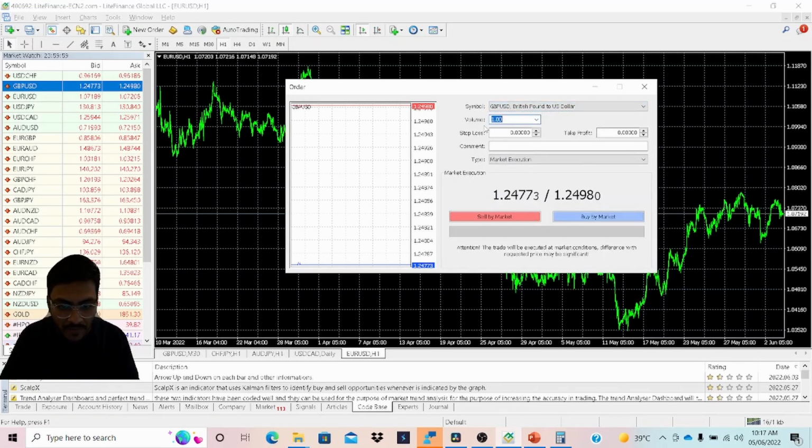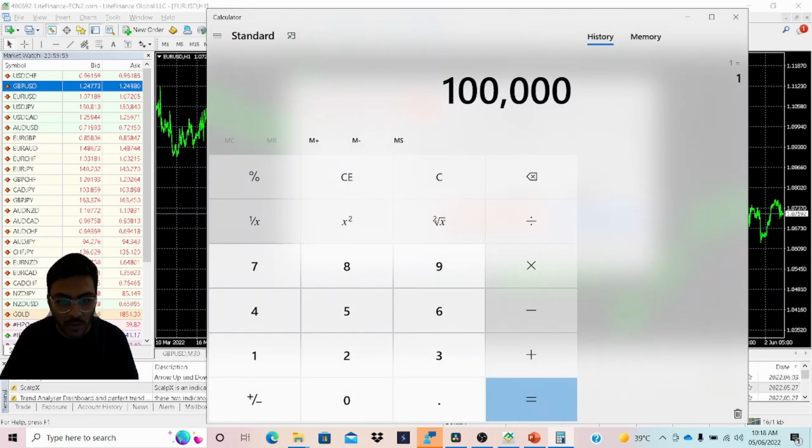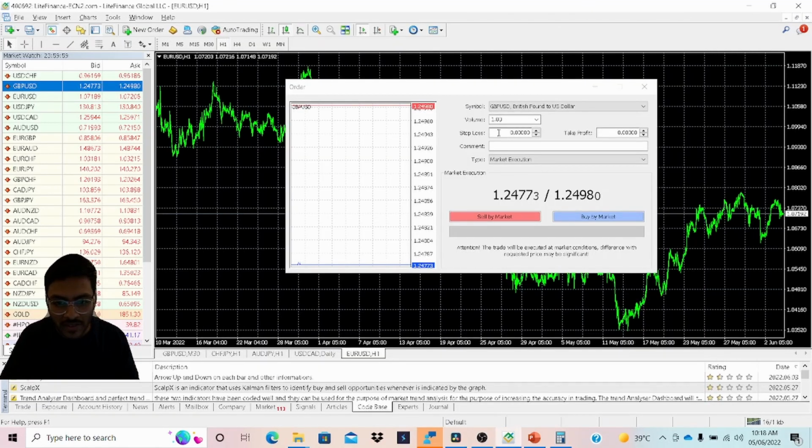The second field is volume. So volume is the number of lots. One lot is equal to 100,000 currency units. So if I'm buying one lot, it means I am buying 100,000 or 1 lakh GBP, which is Great Britain pound. If I am buying 0.1 lot, it means I am buying 10,000 GBP.